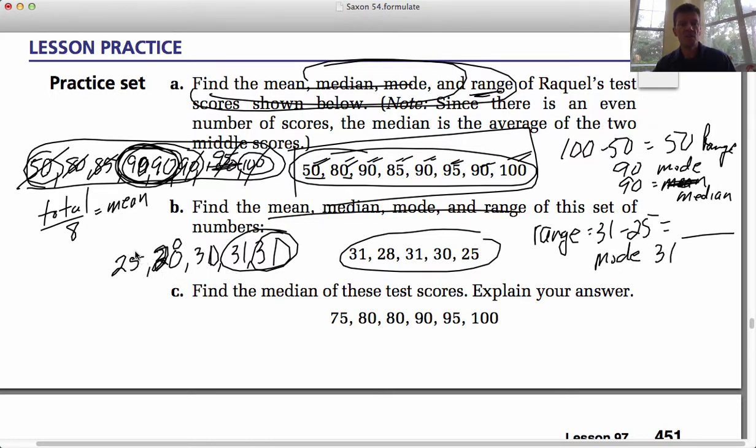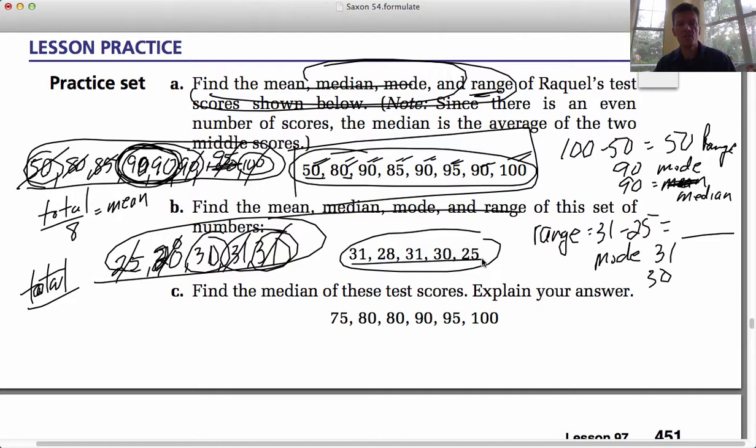The median is the one in the middle. Front, back, we have one middle number, which would be 30. And then average, you've got to add all these up, take the total divided by, in this case, 5 numbers.